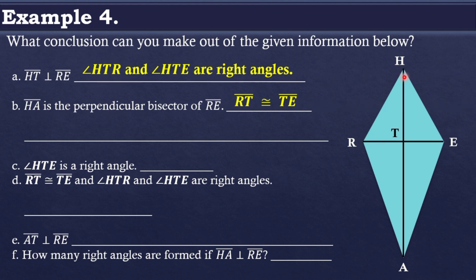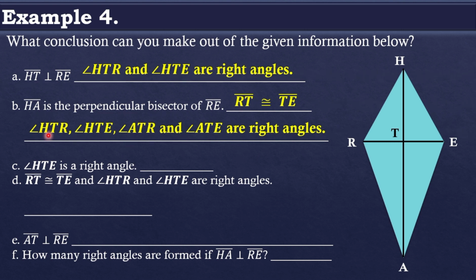Next, bukod doon, since HA is the perpendicular bisector of RE, etong kahabaan na to ay perpendicular. So, ibig sabihin, hindi lang dalawang angles, pati itong nasa ilalim. So, ibig sabihin, apat ang right angles mo dyan. Kasi, HA perpendicular to RE. Okay? So, isa rin yun sa mga conclusion mo, that angle HTR, HTE, angle ATR, and angle ATE are right angles.